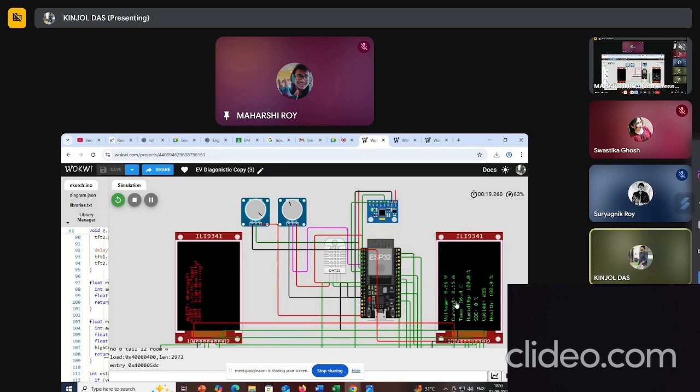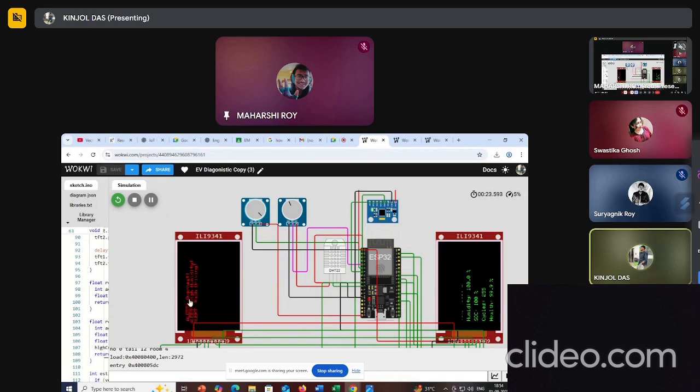and at a time when the voltage reaches 12 volts, that is more than 12 volts. Here 16.5 volts is given. So then the alert is removed.